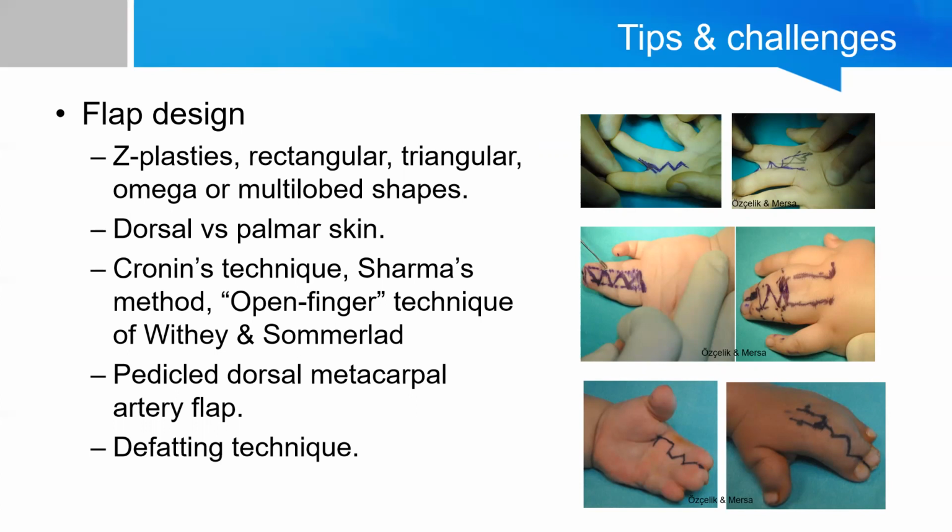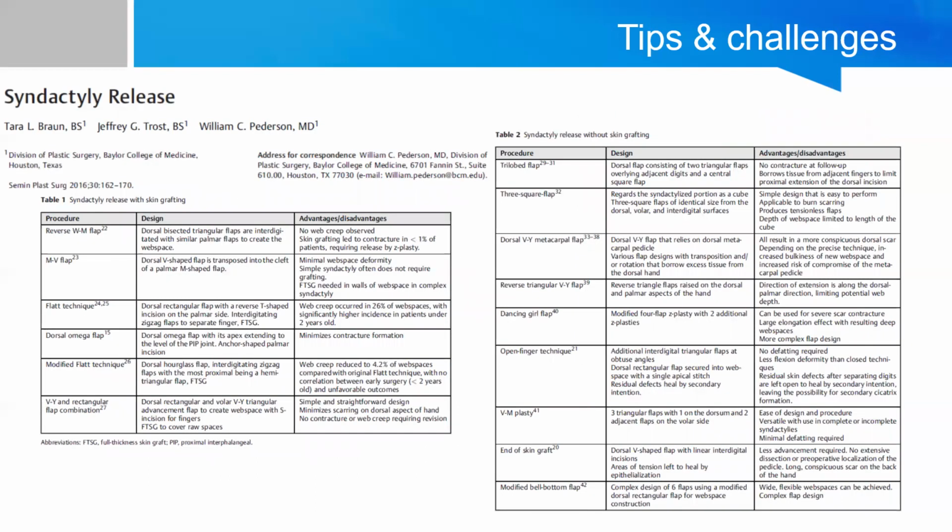The pedicled dorsal metacarpal artery flap was also advised to provide coverage without contractures, and defatting of the flaps has also been advised. It has been suggested that defatting is the more important factor in prevention of future complications, and it is best done in babies between 3 to 6 months of age. It was summarized in this paper by Brown, Trost, and Pedersen, and it is really nice for anyone who wants to go into further details and look into these schedules.